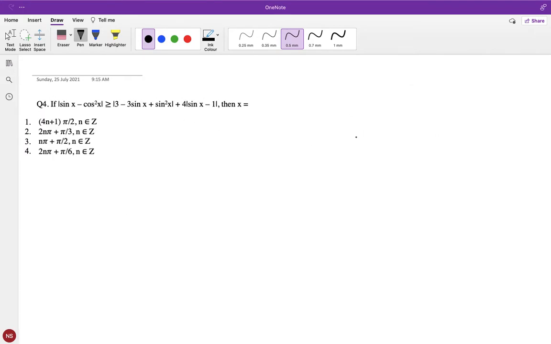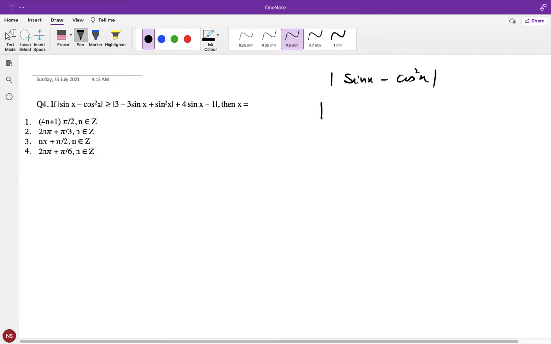Okay, I would say this question was a bit tricky, or better than the other problems. So I am given mod of (sin x minus cos square x). I have been given 3 minus 3 sin x plus sin square x, and I am given 4 times mod of (sine x minus 1). So this is more of, I would say, differential calculus maxima minima kind of question rather than trigonometry.